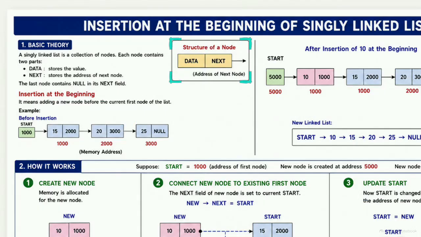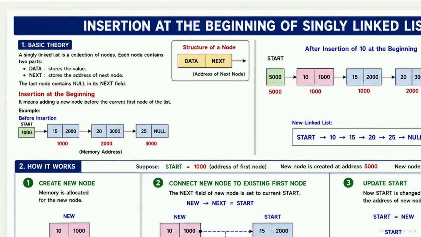This diagram shows the structure of a single node, split into two distinct components. The first part is the data field, holding the actual value to store. The second part is the next field, holding the exact memory address of the following node.